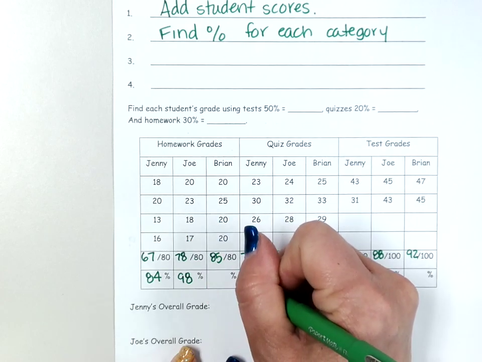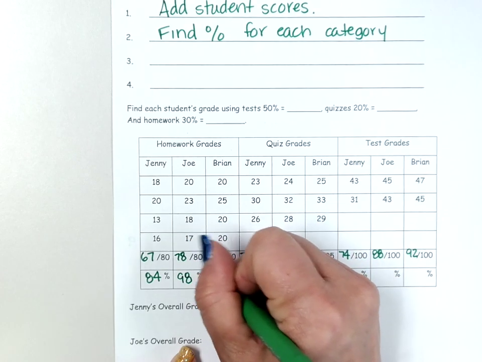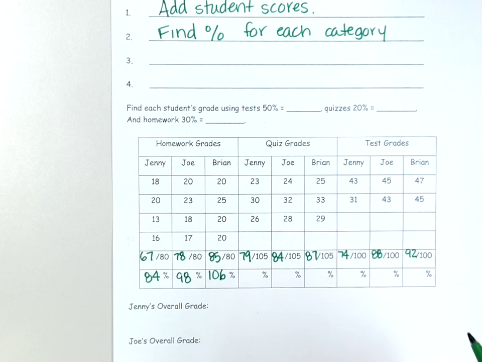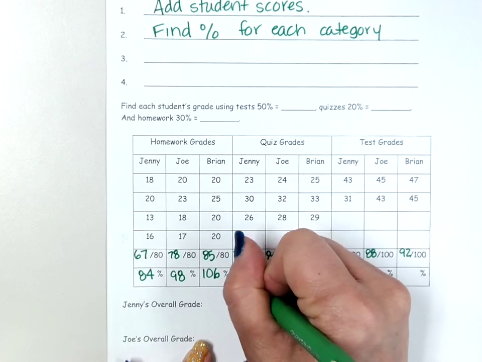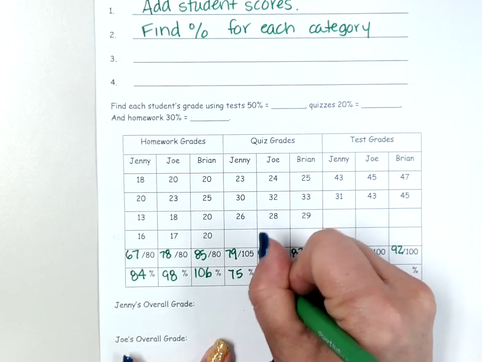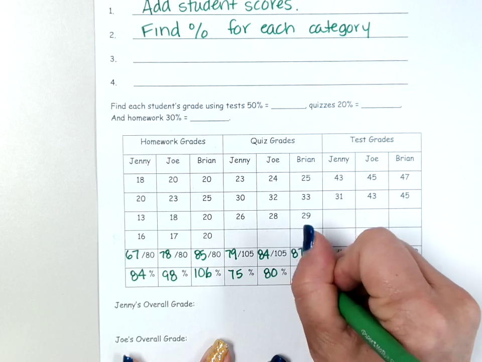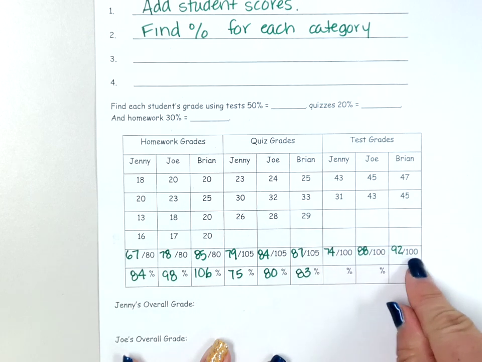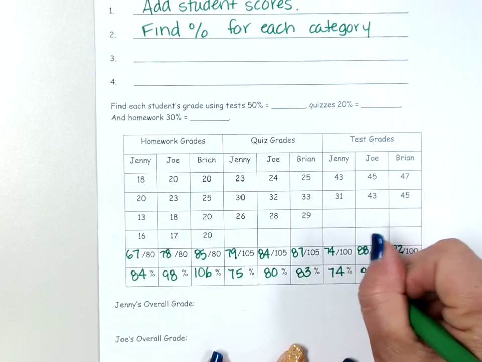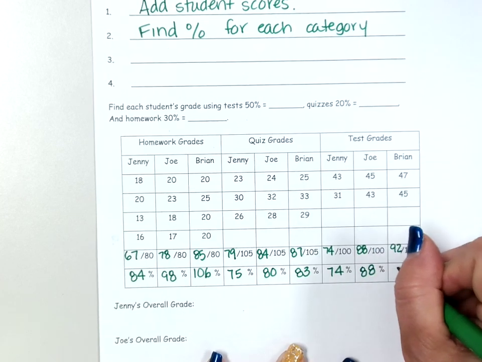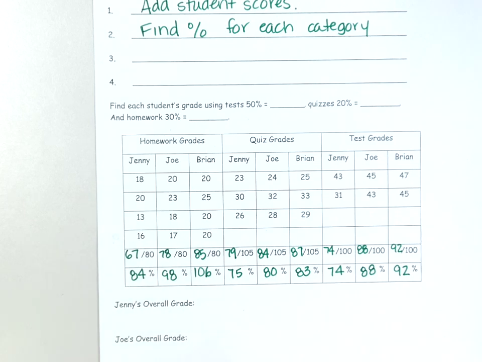85 divided by 80 times 100, yep, must have been some extra credit, because if you have more than the total possible, you will have more than 100%. All right, so we're just going to fill in the rest of the percent. 75, 80, 83%. These ones are easy because they're out of 100, so I don't even have to divide those. 74 out of 100 is 74%. 88%, 92%.